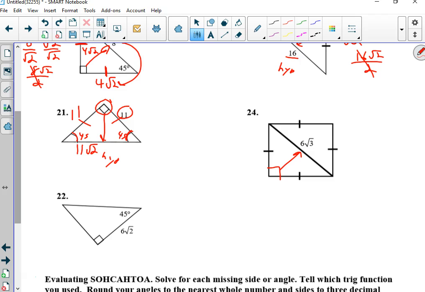24. I have my hypotenuse. I'm trying to go to my leg, which means I take my hypotenuse and divide by radical 2. Now radical 2 does not go into radical 3. So therefore I need to rationalize. Now when I do, remember, radical times radical. So I end up with 6 radical 6 over 2. The 6 and the 2 cancel. 2 goes into 6 3 times. And I end up with 3 radical 6 for both.